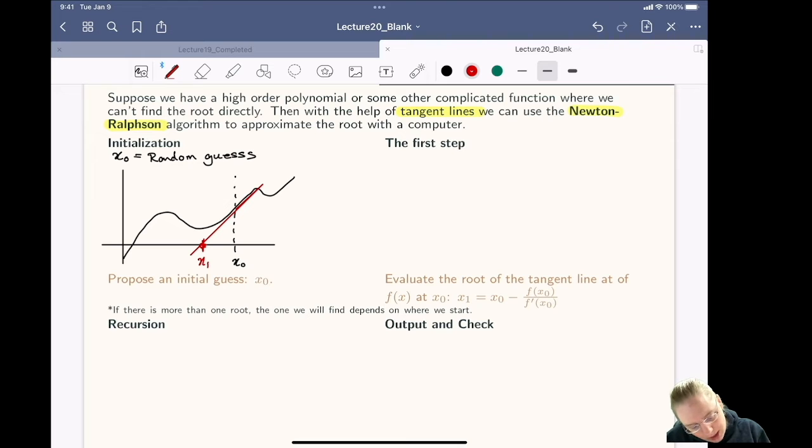All right, so we know how to find a tangent line. The tangent line t0 of x0 is going to be the intercept of the tangent line. Remember what the equation of the intercept of a tangent line is?